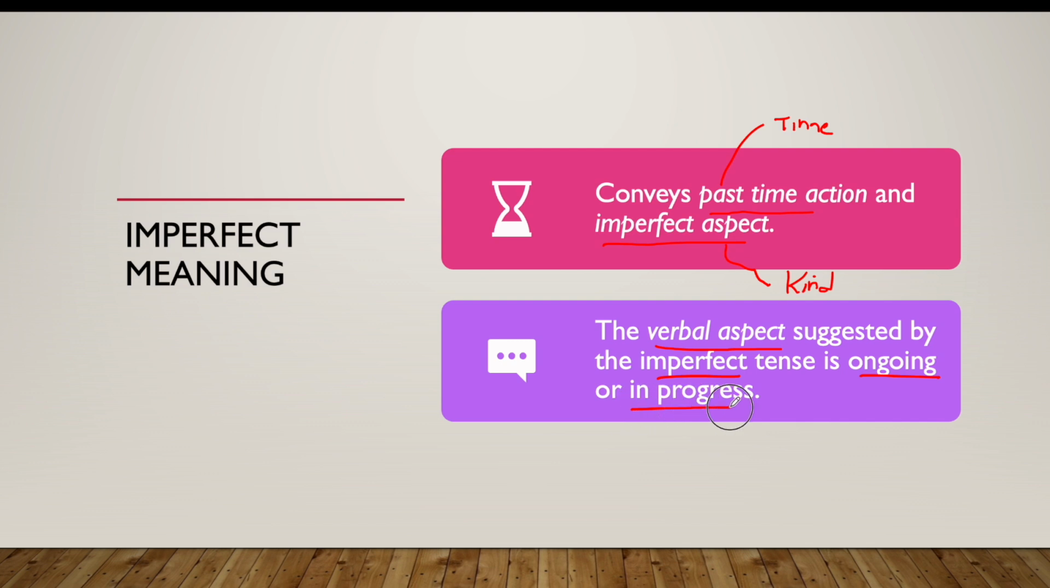or in progress. So in the same way that in last class we learned about the present tense conveying action, at least in the indicative, in present time, its verbal aspect also dealt with ongoing action or continuing action or action that is in progress. The difference here is that imperfect has action that's in the past. Okay? So it's past action that is ongoing or in progress.